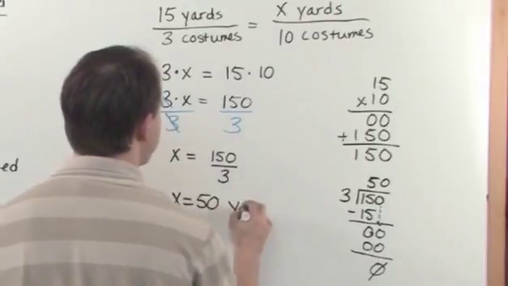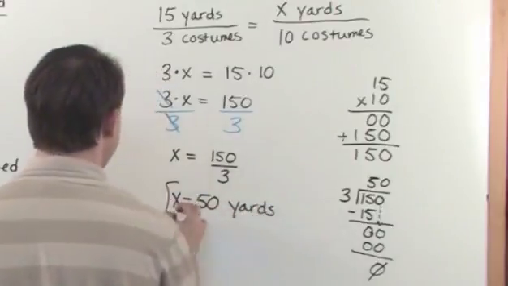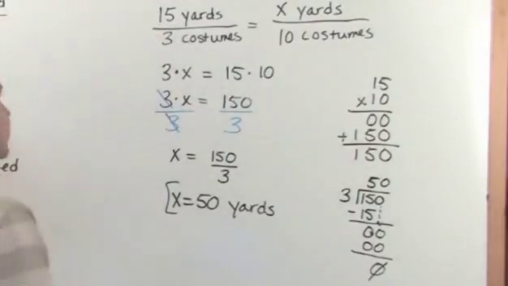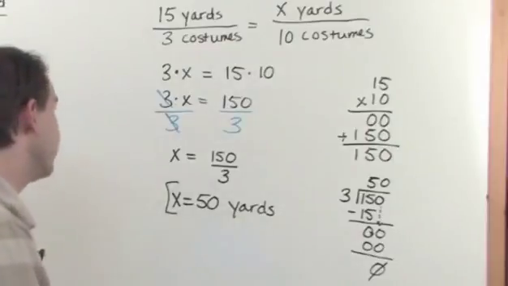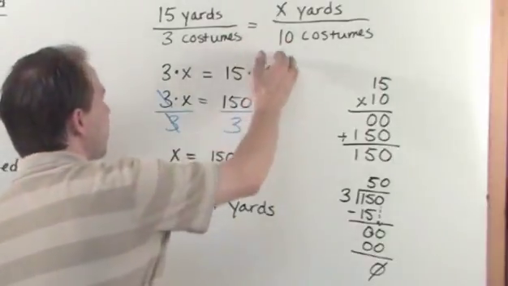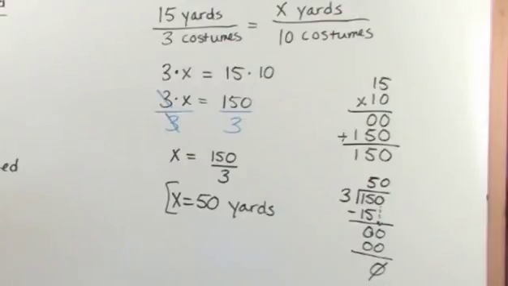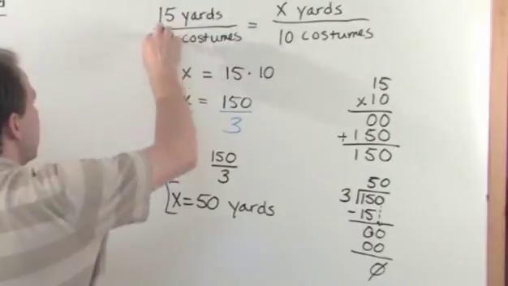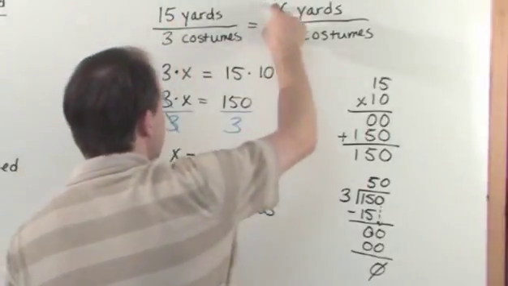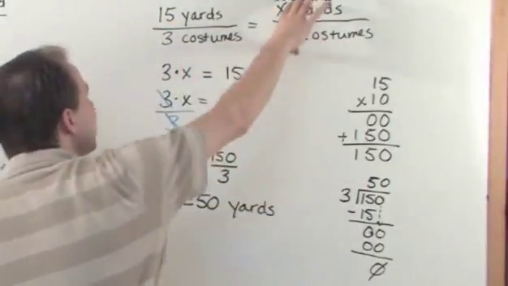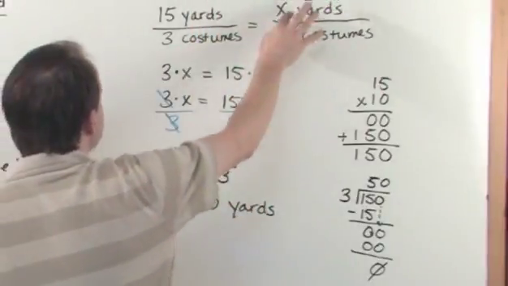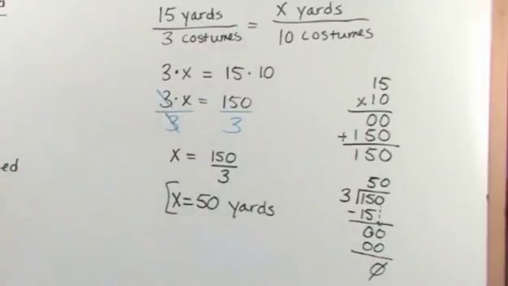So 50 yards is what we're trying to calculate. That's how many yards of material. So if it takes 15 yards to make 3 costumes, then we know it's going to take more material to make 10. It's going to take 50 yards to make 10 costumes. And I hope you start to see the pattern here, that what this is doing is this locks in the ratio. 15 over 3, that's a ratio. 50 over 10, that's a ratio. These ratios are the same. That's why they're equal to one another. And we're using that fact to find out how many yards of material it takes to make 10 costumes.